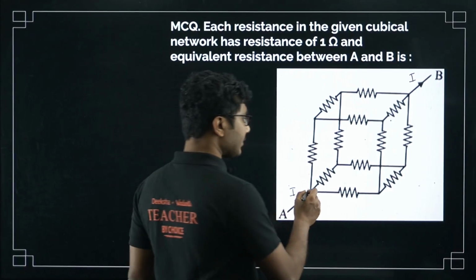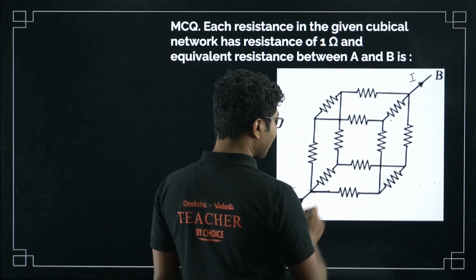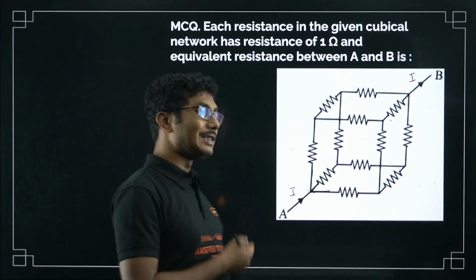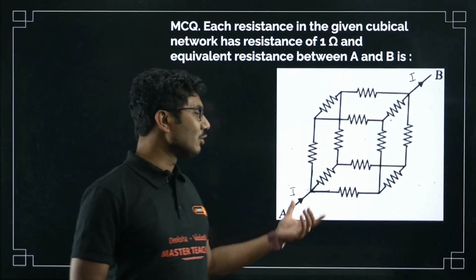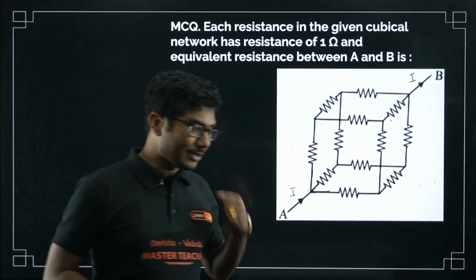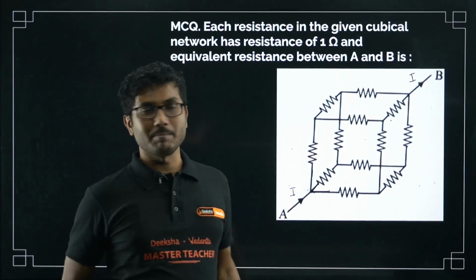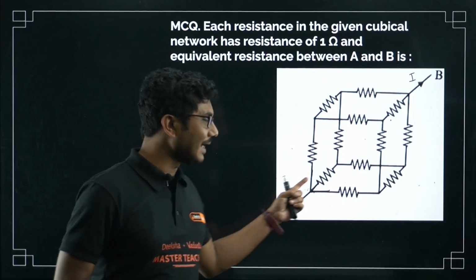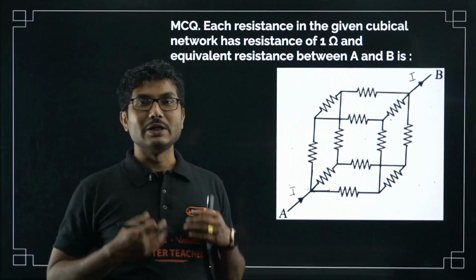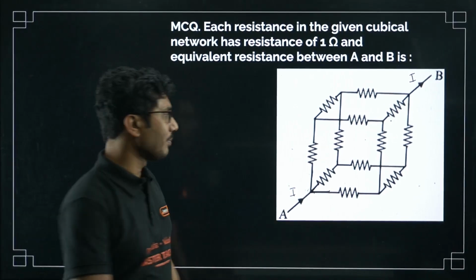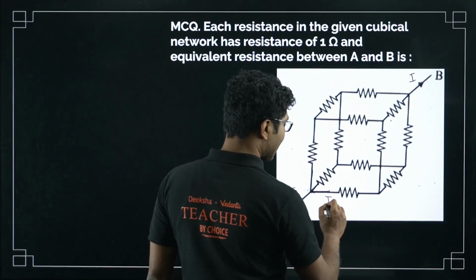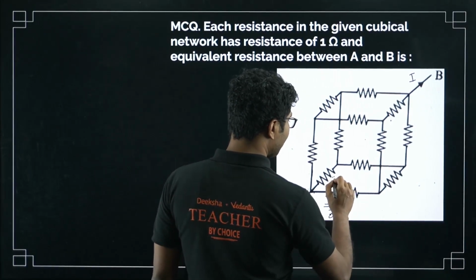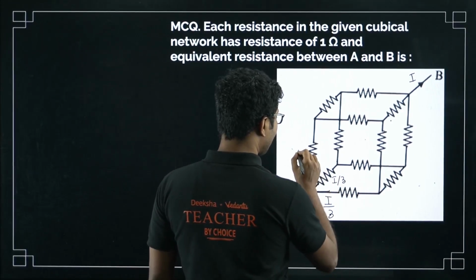The minimum possible path is always the same for all the branches. How many branches are there? Number 1 branch, number 2 branch, number 3 branch. So all 3 branches are equally treated. They all have the minimum path. So basically that means that if the current I enters, all of them will equally share the current amongst them. So what is the current through this resistor? The current through this resistor is I by 3, this also I by 3, and this also I by 3.